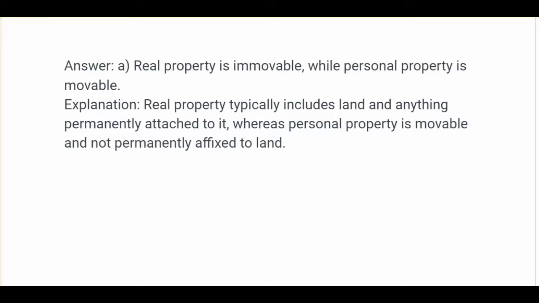Answer: A. Real property is immovable while personal property is movable. Explanation: real property typically includes land and anything permanently attached to it, whereas personal property is movable and not permanently affixed to the land.